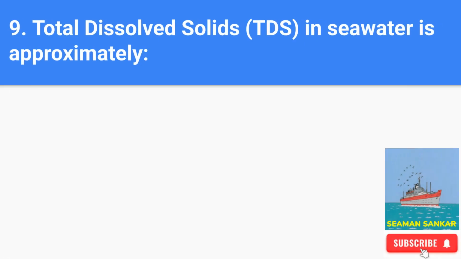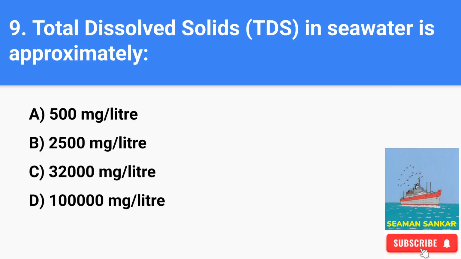Question 9. Total dissolved solids, TDS, in seawater is approximately A. 500 milligrams per liter, B. 2,500 milligrams per liter, C. 32,000 milligrams per liter, or D. 100,000 milligrams per liter. The correct approximation for total dissolved solids, TDS, in seawater is C.